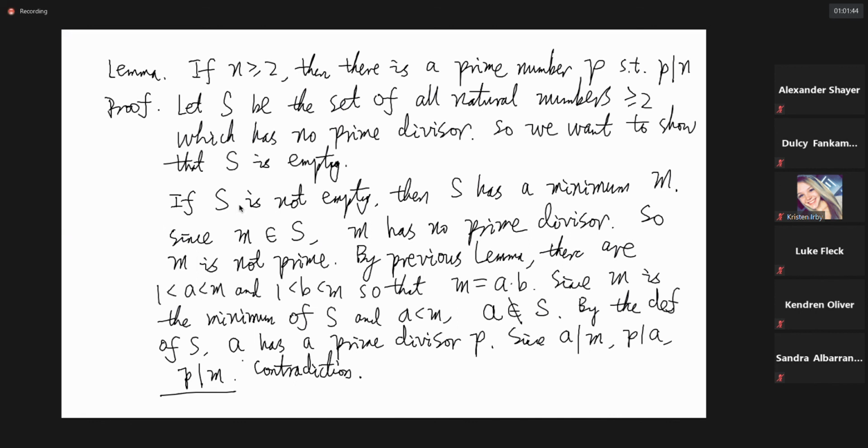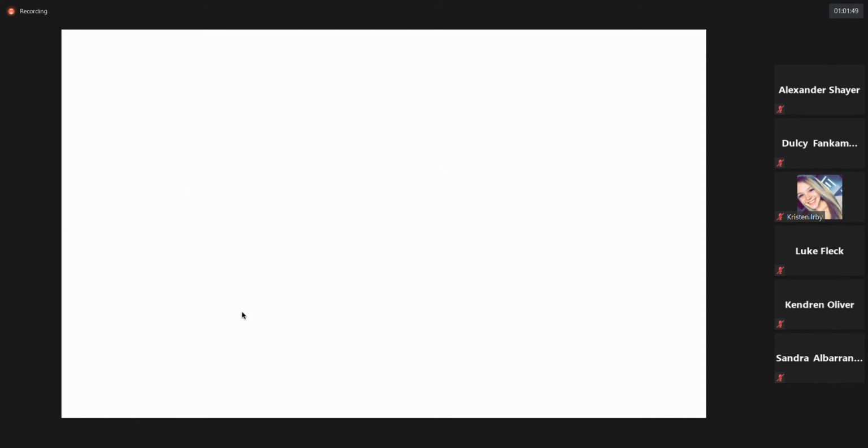Okay, so this is one of the most important lemmas for number theory, and the next theorem is also a very beautiful theorem. It's called the Euclid theorem. So this theorem tells us there are infinitely many prime numbers.